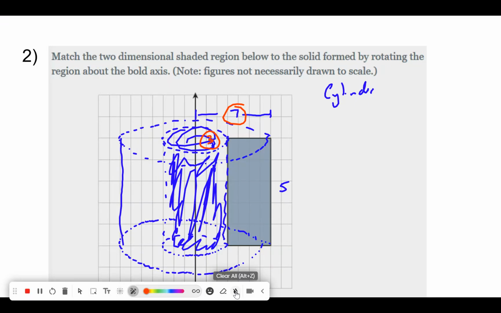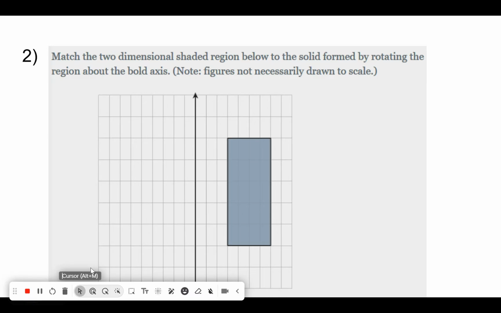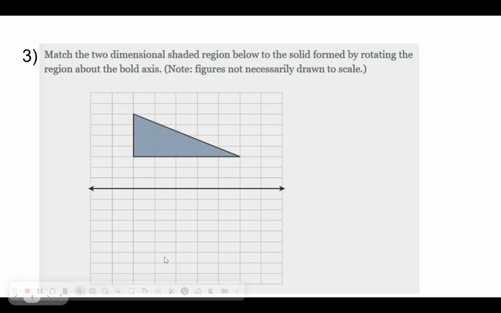Okay, and then the last one. Okay, so now we have a triangle, but again, notice the triangle is away from the axis. So what's going to happen here is this point right here is going to go 3, and then 3 more, and then come back around. So there's that circle. This one here is going to go 3 down and 3 back around. There's that circle. That's going to be empty space.